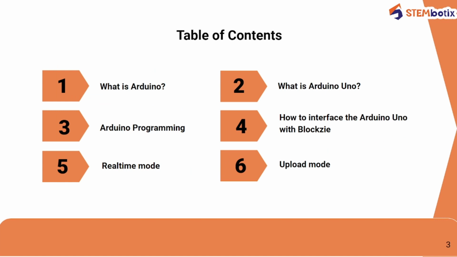The table of contents for this tutorial is divided into six different parts. In the first part, we are going to see what is Arduino. In the second part, we are going to see specifically what is Arduino Uno. After that, we are going to see Arduino programming. In the fourth part, we are going to see how to interface the Arduino Uno with Blockzie. In the fifth part, we are going to see the real-time mode for this module. And in the sixth part, we are going to see the upload mode, because these are the two different modes which are available in Blockzie for Arduino. So we are going to see those two different modes in the later section.